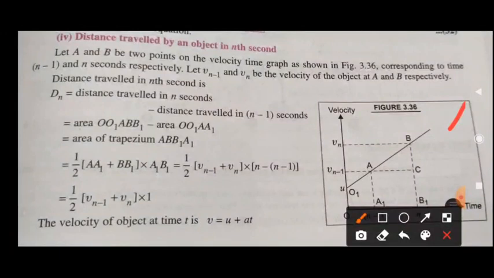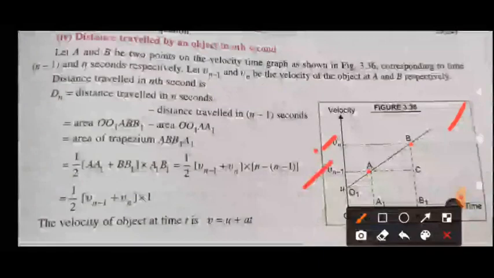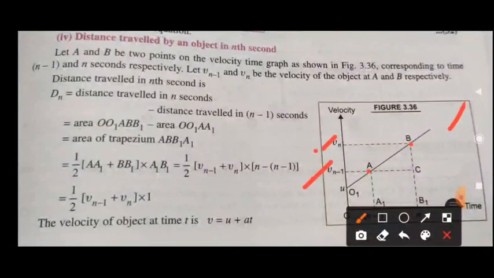Let A and B be the 2 points on the velocity-time graph as shown in this figure, corresponding to times n-1 and n seconds. So there you can see the 2 points A and B, corresponding to the times n-1 and n. Let Vn-1 and Vn be the two velocities at these points A and B. So the distance traveled in the nth second, dn, is equal to the distance traveled in n seconds minus the distance traveled in n-1 seconds. And the distance traveled in n seconds, how can you find it? You can find it by the area of O1, AB, B1.